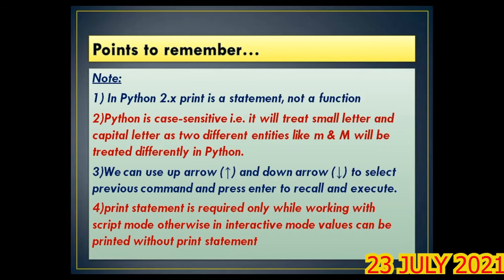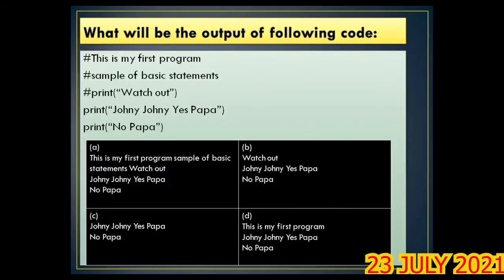We can use the up arrow and down arrow to select a previous command and press enter to recall and execute. I will show you how exactly in your interactive mode, whatever you have typed, by using the arrows you can keep on getting it rather than retyping. The print statement is required only while working in script mode. Otherwise, in interactive mode values can be directly printed without a print statement.